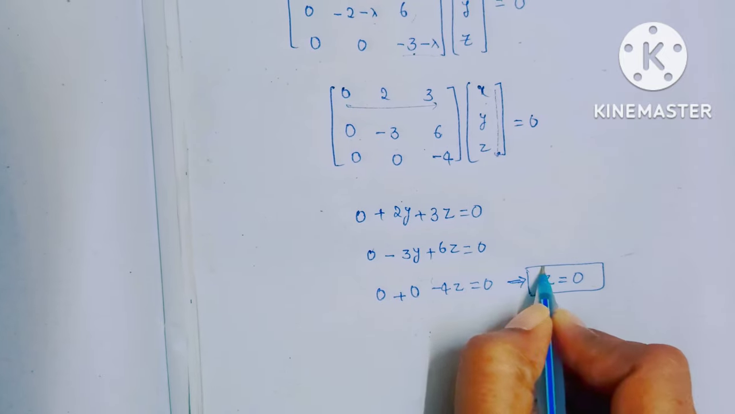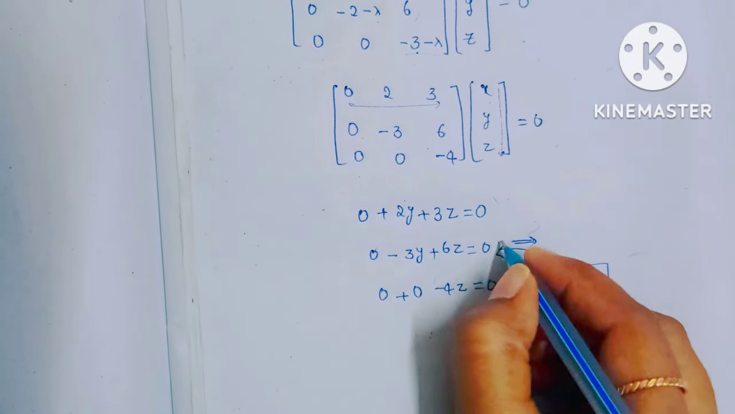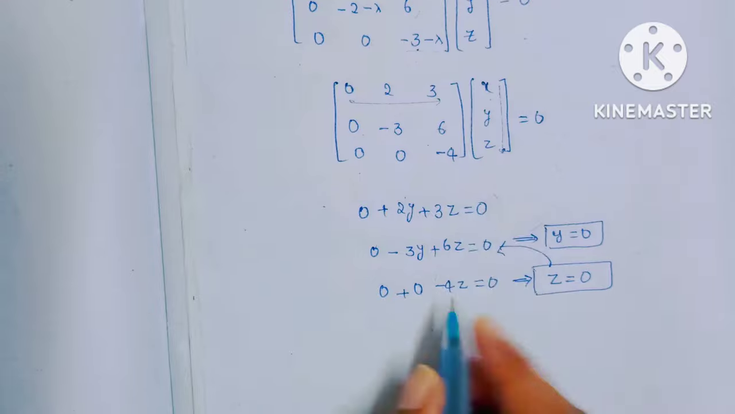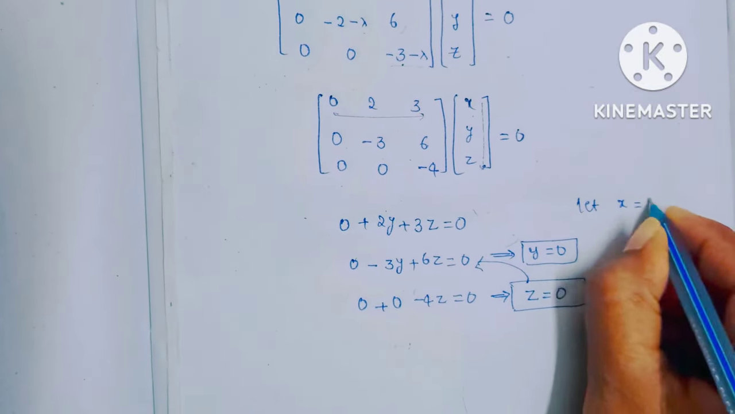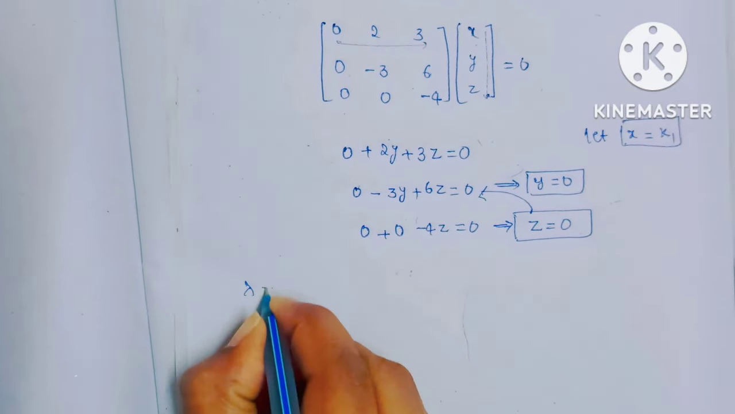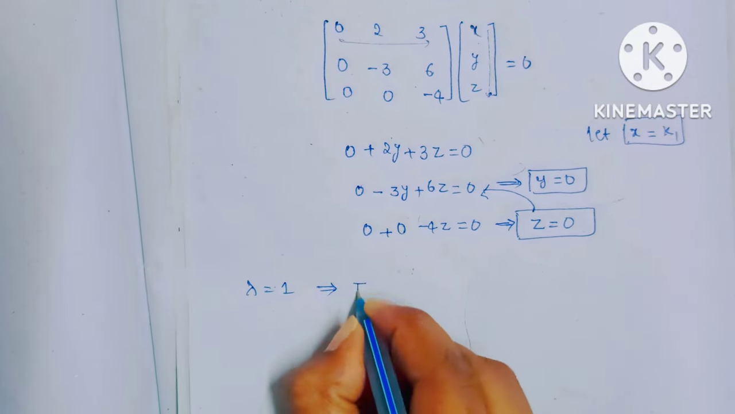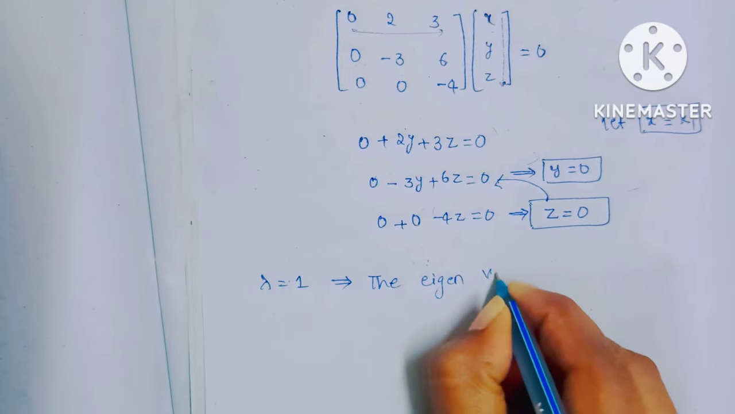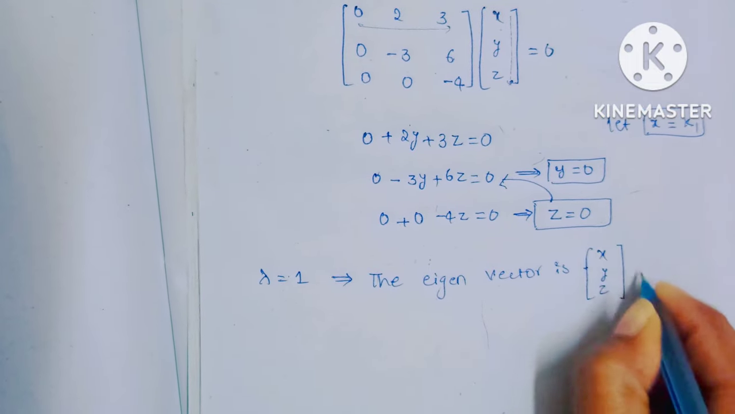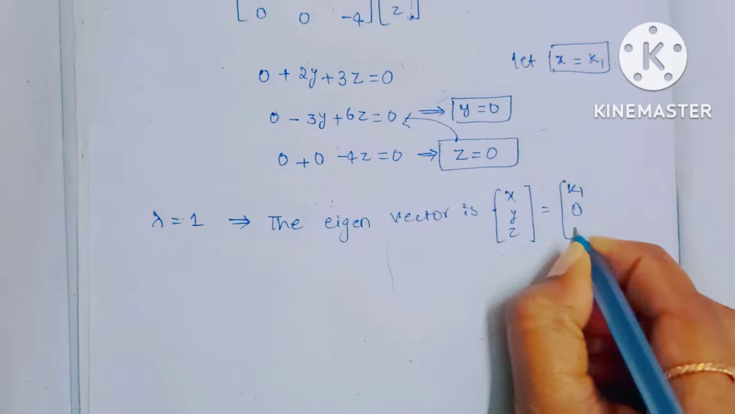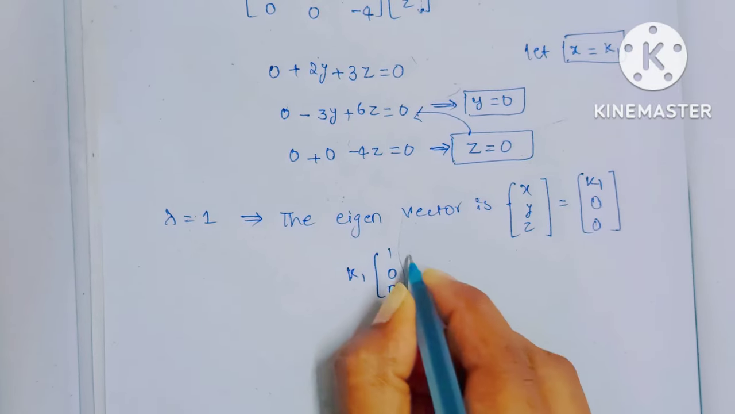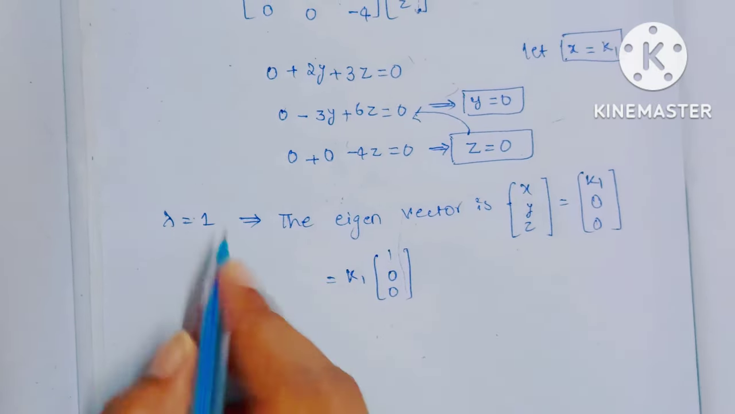By substituting z equal to 0 into any one of these equations, we get y equal to 0. We don't know the x value, so let us assume x equal to k1. So for lambda equal to 1, the eigenvector is x, y, z equal to k1, 0, 0. Taking k1 common, we can write 1, 0, 0. This is the eigenvector for lambda equal to 1.